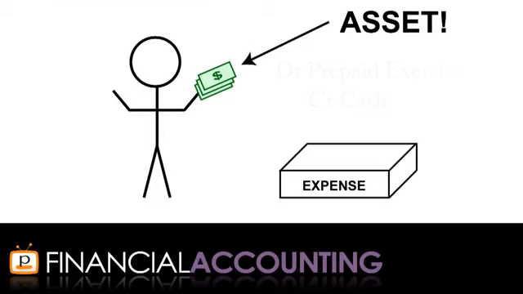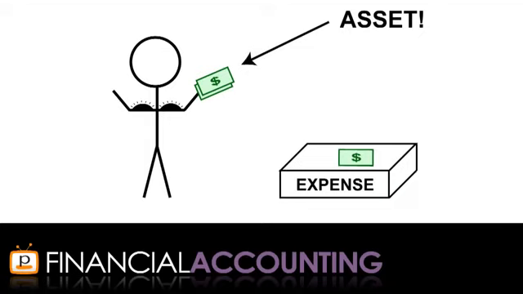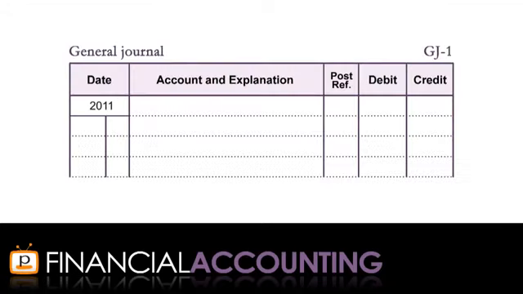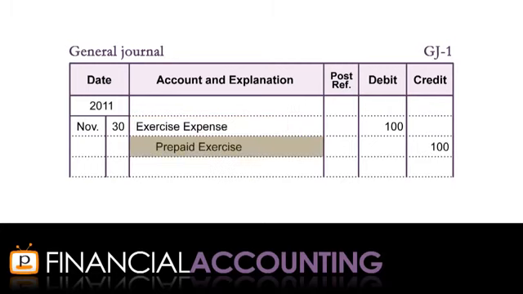But at the end of the first month, we had used up 1 month or $100 of the gym membership. The adjusting entry to record the expiry of the membership consists of a debit to an expense account, say exercise expense for $100, and a credit to the prepaid exercise account for $100. Note that the date of the adjusting entry is recorded as the last day of the month, which in this case is the 30th of November.